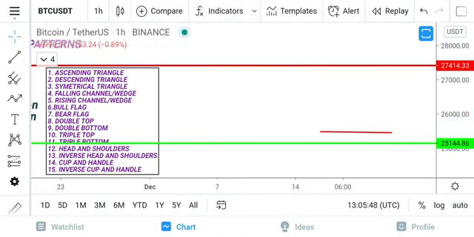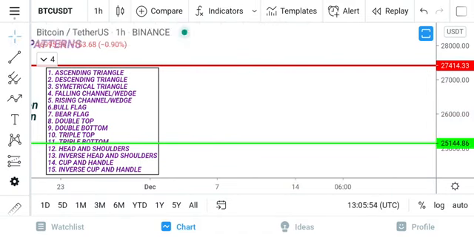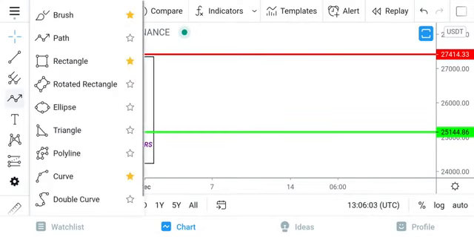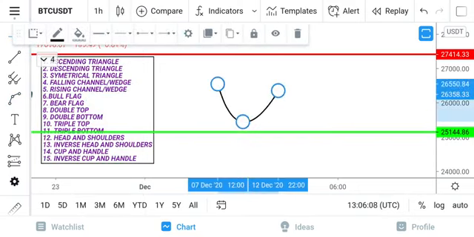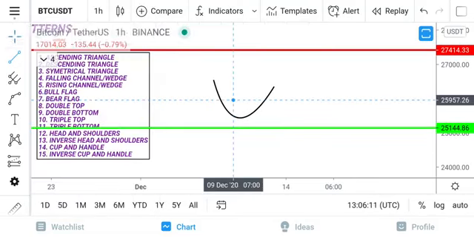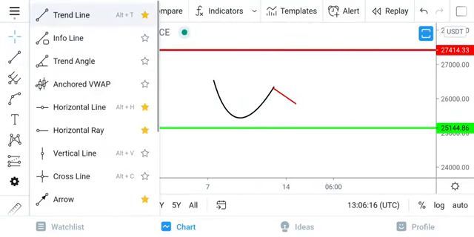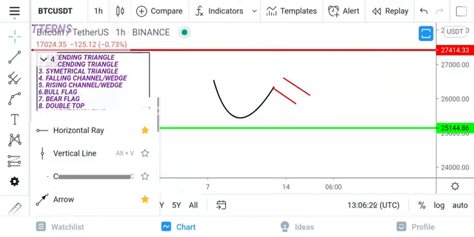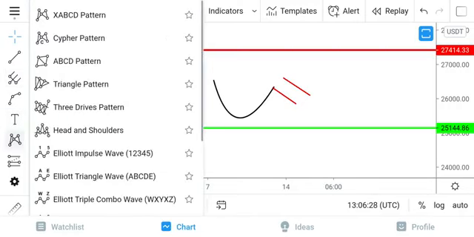So the next one, we talked about the head and shoulder and inverse head and shoulder. Now the cup and handle chart pattern. For the cup and handle chart pattern, let me use the curve. You are going to have a price action that moves in a shape like a cup like this. Then you have the handle. So this is a cup and handle chart pattern, and it is a bullish reversal chart pattern.